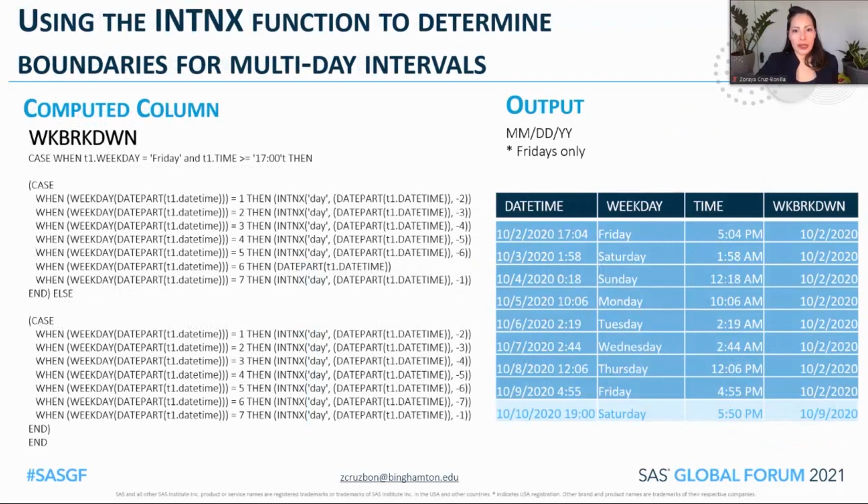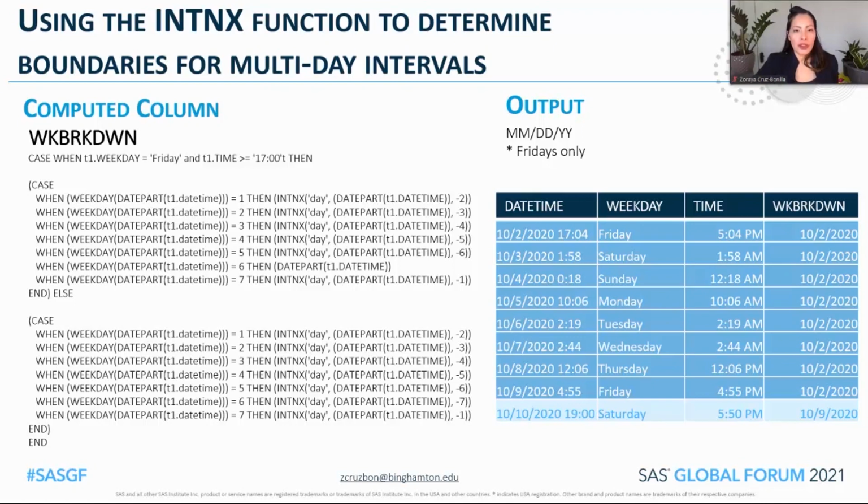Suppose that we want to segment submission forms not by the submission date, but rather by the date in which the form was activated for the week. So we create a computed column named Week Breakdown. The logic statement assigns 5 p.m. on Friday as the interval boundary.